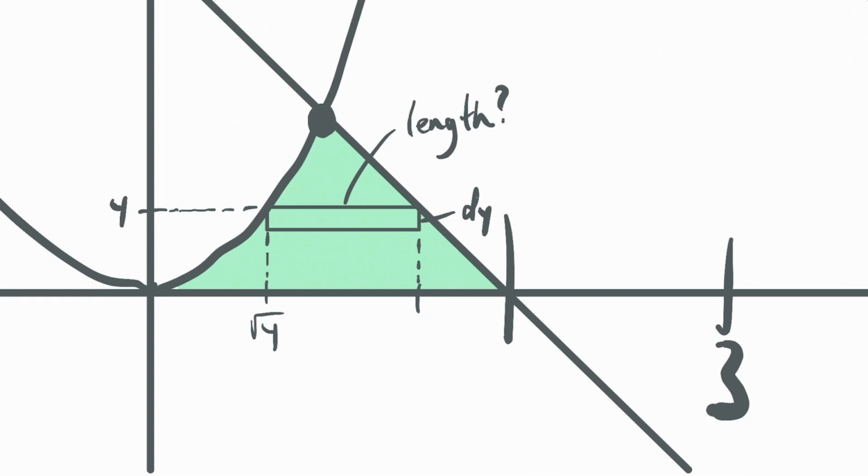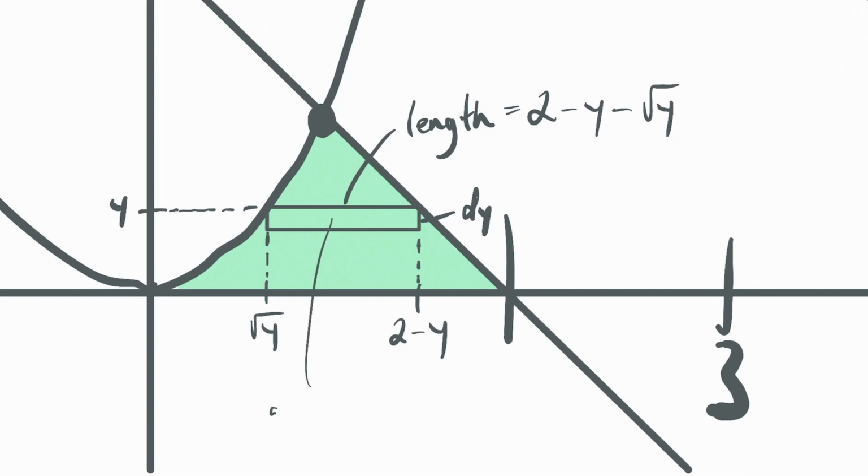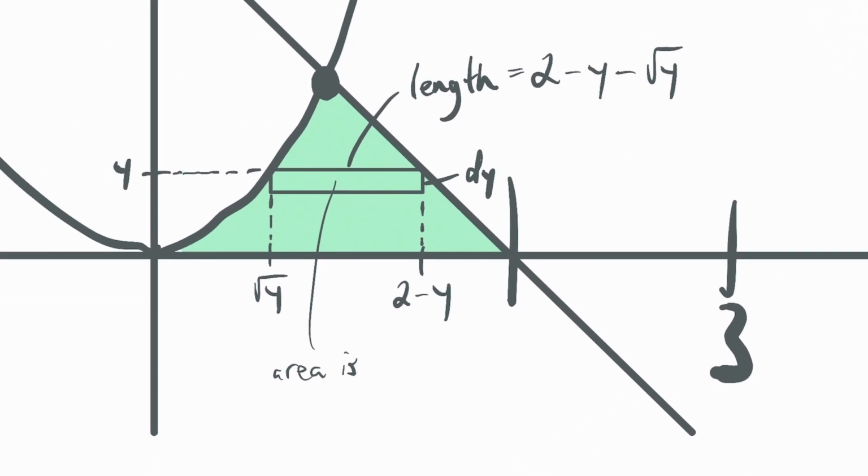2, oops, that's right. I had changed the stylus size. 2 minus y. So that means that the length equals 2 minus y minus the square root of y. There's my length function. So the area of this rectangle, length times width, base times height, I guess, whatever you want to call it, it would be dy times 2 minus y minus the square root of y.